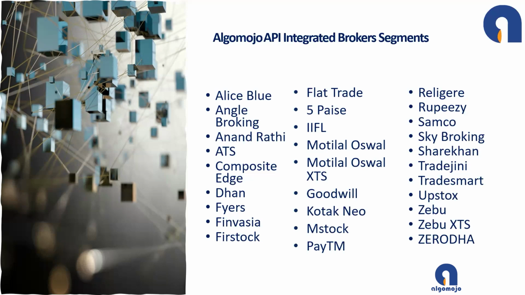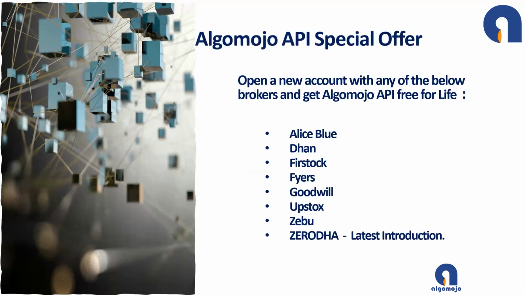Now, we have a special offer in case you open a new account with any of these seven brokers: the APIs from Algomojo will be free of cost for life. This also includes Zerodha. So we have a tie-up with these seven brokers. We are able to extend free APIs for lifetime as such. So we request you to kindly open a new account with any of these brokers and avail the lifetime free services of Algomojo.